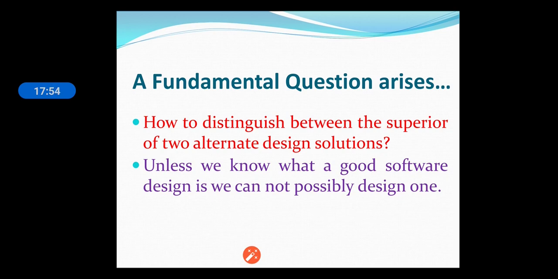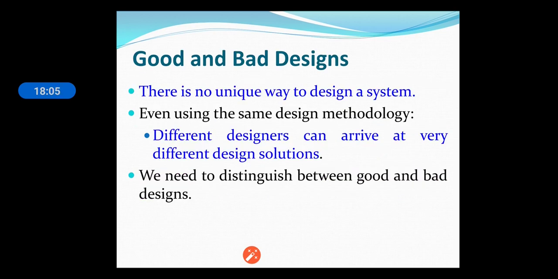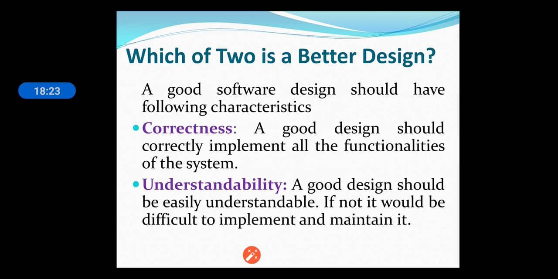Just like there are properties for a good SRS document, here also we have properties for a design to be a good design. Now let us see what those properties are. Good and bad designs: there is no unique way to design a system. Even using the same design methodology, different designers can arrive at very different design solutions. So we need to distinguish between good and bad designs.